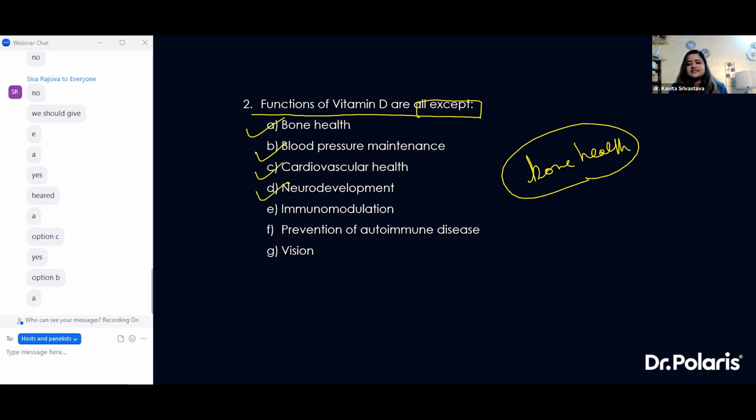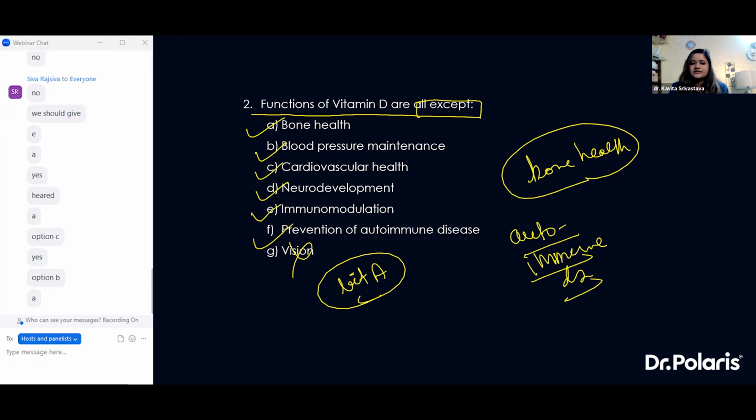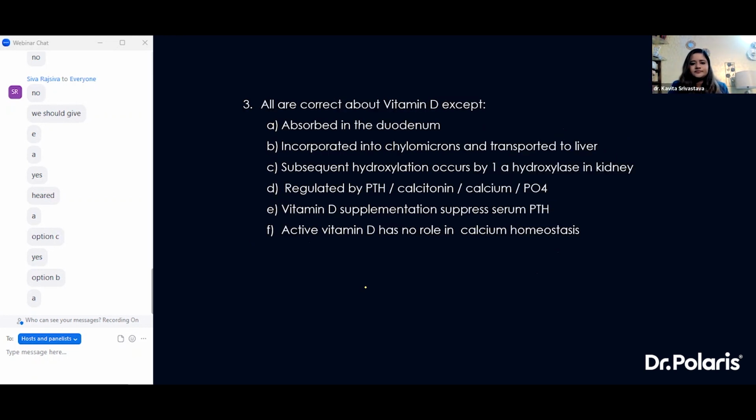Neurodevelopment is very important. If vitamin D is deficient, there could be neurological problems in the baby. Immunomodulation is very important for prevention of autoimmune diseases. If vitamin D levels are good in the body, there are less chances of having autoimmune diseases. So all of these are features except vision. For vision, we require vitamin A, not vitamin D. So these are all important functions of vitamin D.